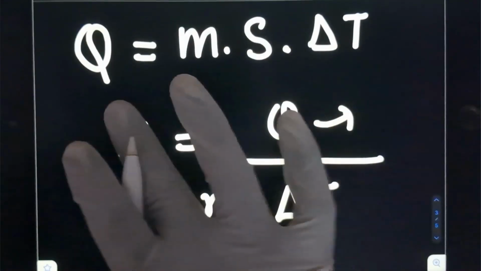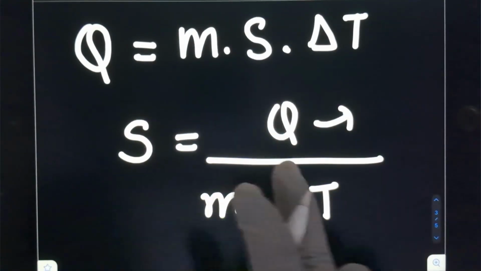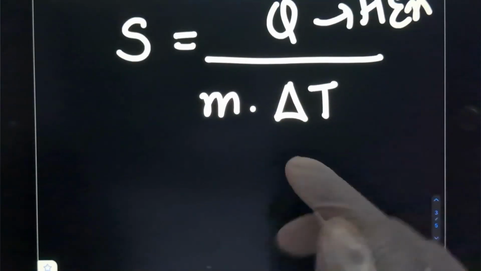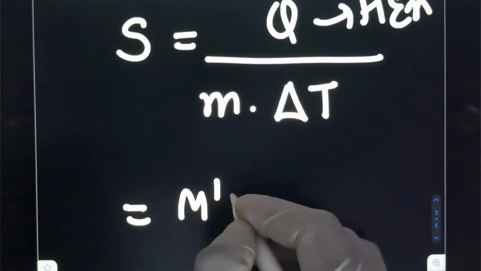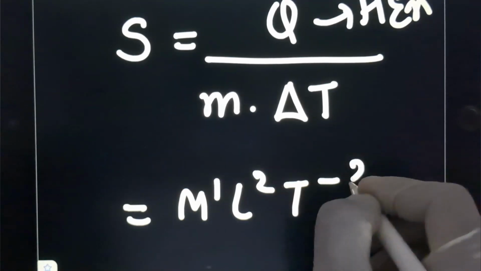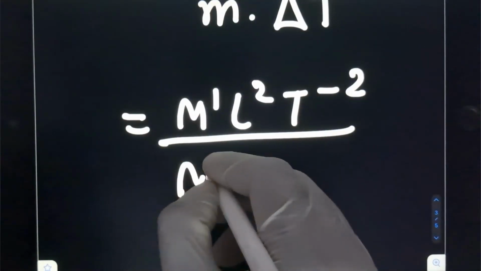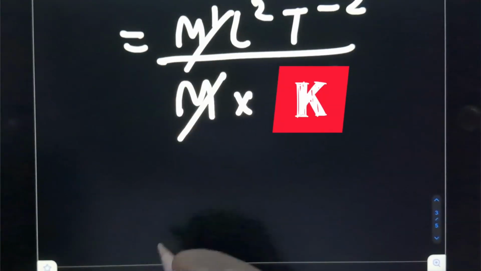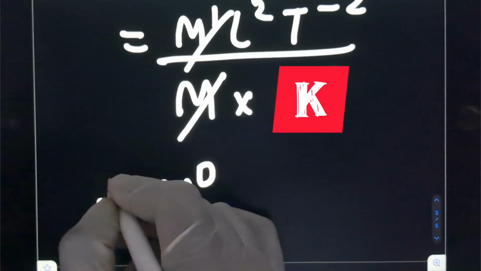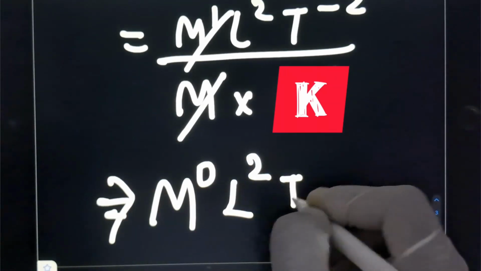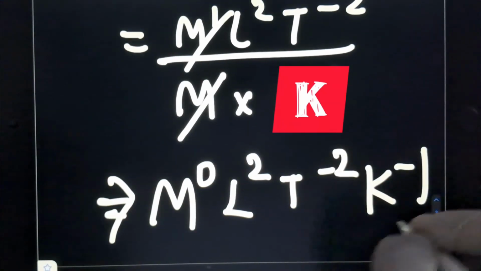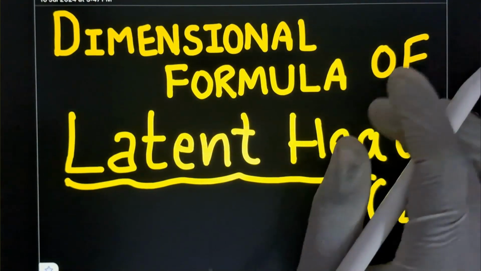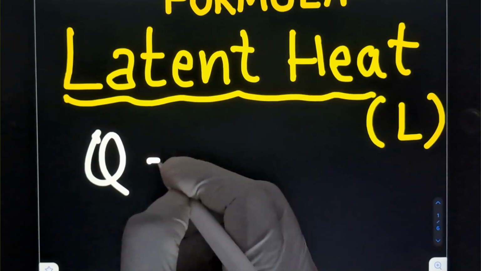Next, on another formula, Q is equal to m s delta T. S is equal to Q by mass into temperature. Q is equal to heat energy, M^1 L^2 T^-2 by mass M^1 into temperature K^1. On cancellation of mass and inversion of temperature, M^0 L^2 T^-2 K^-1.